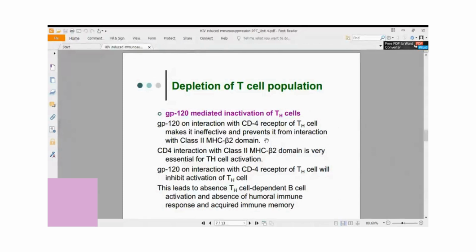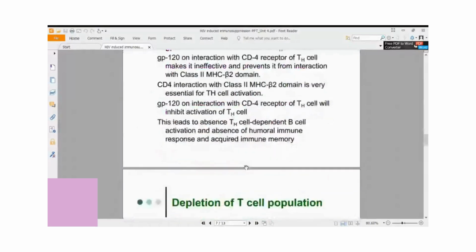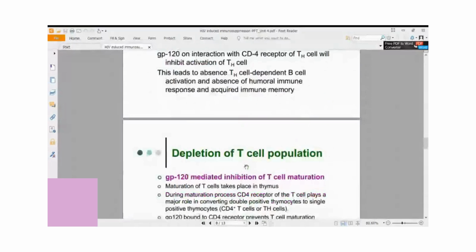It will undergo apoptosis. And you know that the TH cells are responsible for B cell activation, and the humoral immune response is dependent on TH cells. When TH cells themselves are not getting activated by the antigen, and because the major antigen GP120 itself is responsible for the inhibition of TH cells, then there is no possibility of the humoral immune response. So this is how the inactivation of TH cells may take place because of the GP120. We'll see another mechanism that is responsible for the depletion of TH cells.